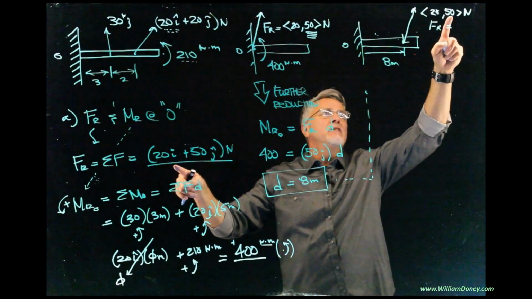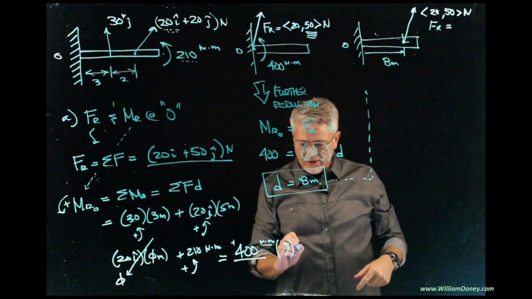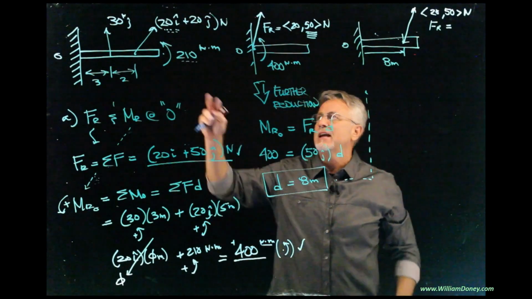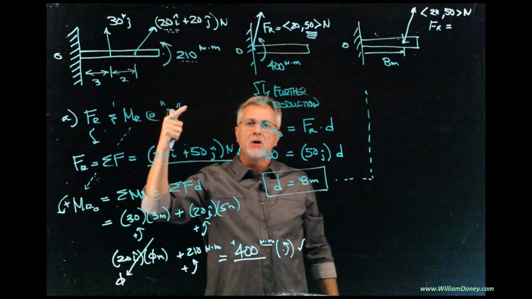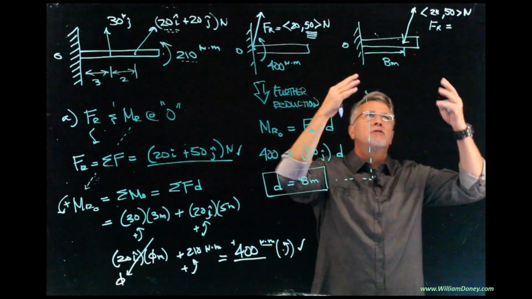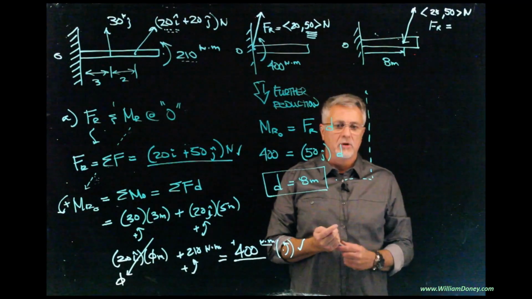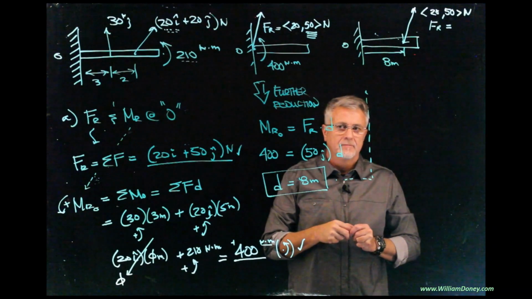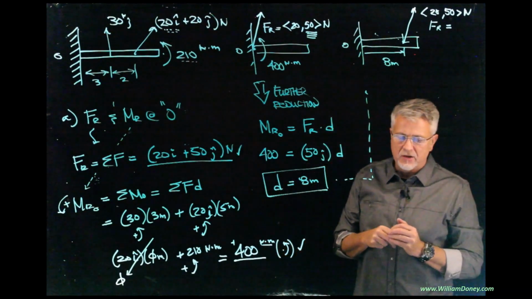It also gives me 50 at 8, which gives me a couple moment of 400, which also gives me this value. So what I've done is taken these two forces and couple moment, reduced them to a single force and moment, and now reduced them further to a single force acting at a new point. Good problem there in two dimensions, just to get you started on that.